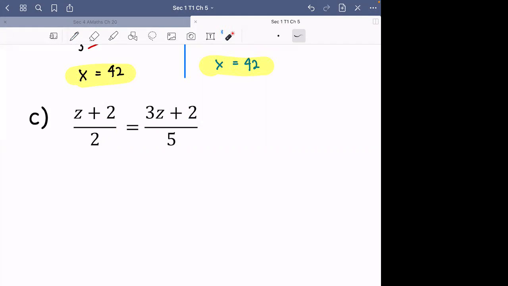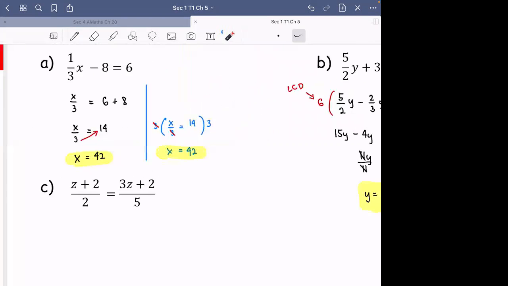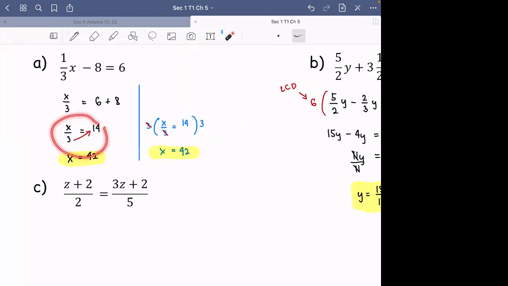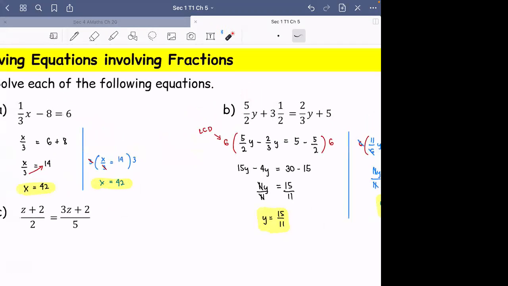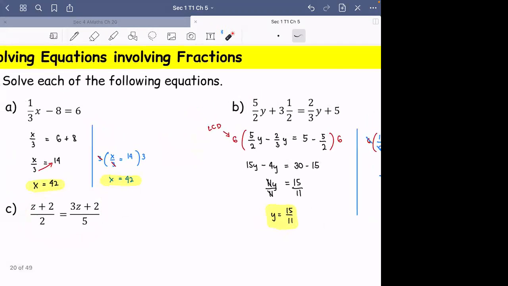What do we have here? We have z plus 2 over 2 equals 3z plus 2 over 5. Now, how do we solve for z when we have fractions like this? If you still remember, what did we do with letter A? We just cross multiplied, right? Now we can also cross multiply this. But compared to letter B, you cannot cross multiply letter B right away because you have terms in both sides of the equal sign.